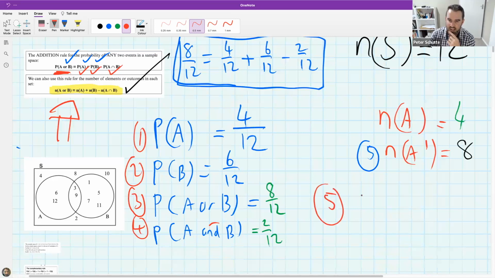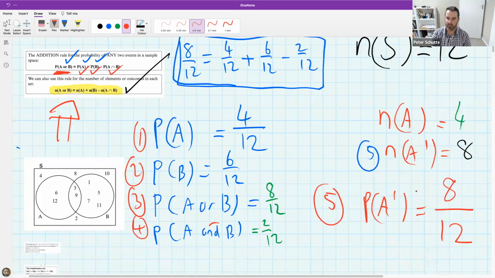For number 5, I want to know what is the probability that you choose an item that's not in A, or the complement of A. What is the probability that you choose an item that is not in A? So you're going to be out of 12. How many items are not in A? Well, we worked it out over here. It's just going to be 8 out of 12.